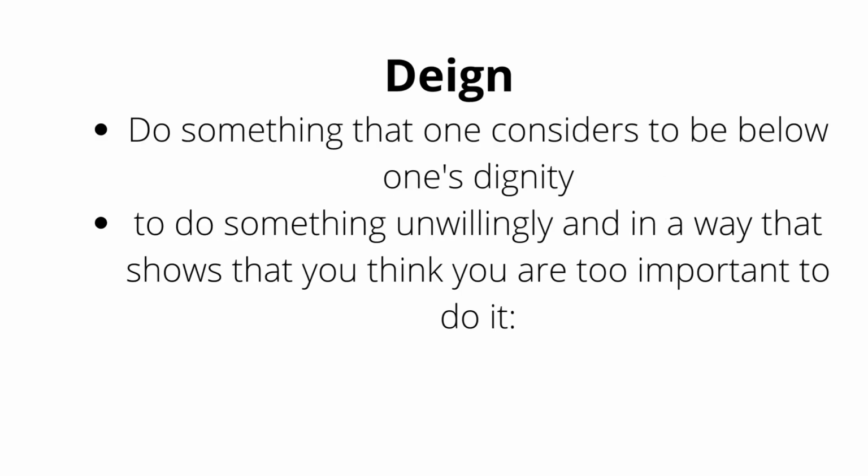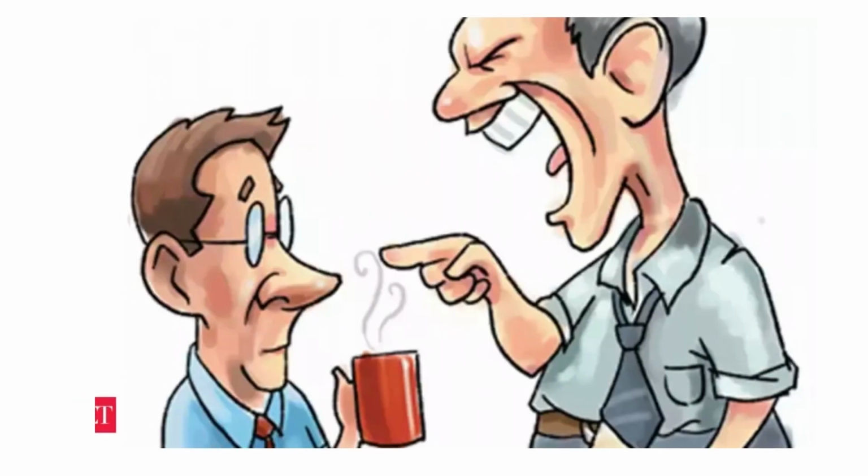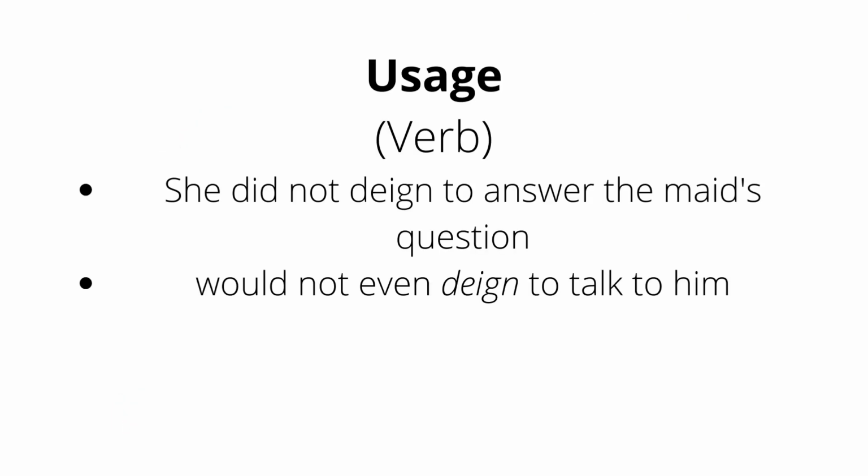Now, deign. These two words are almost synonyms, but we will see a slight difference between them. Deign means to do something that one considers to be below one's dignity, to do something unwillingly and in a way that shows that you think you are too important to do it. It's also used as a verb. For example, she did not deign to answer the maid's question, he would not even deign to talk to him.